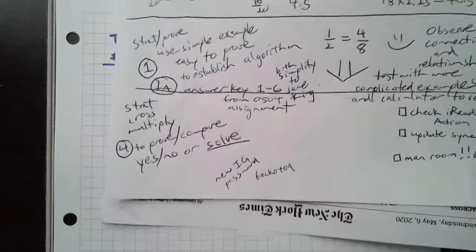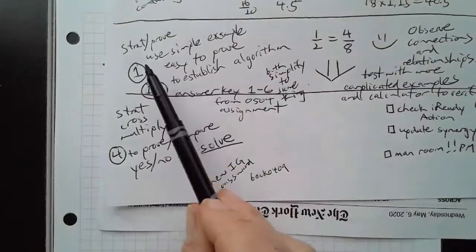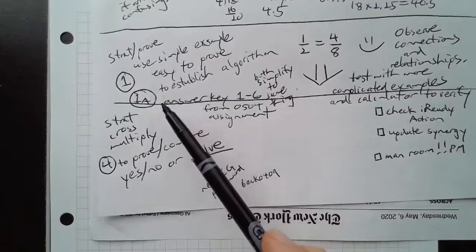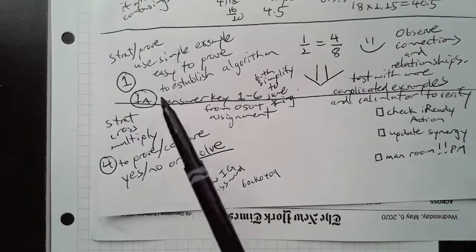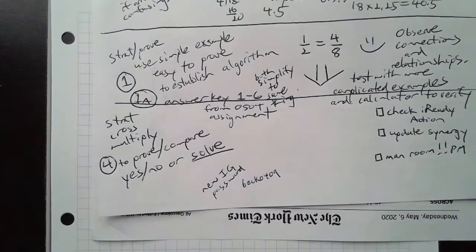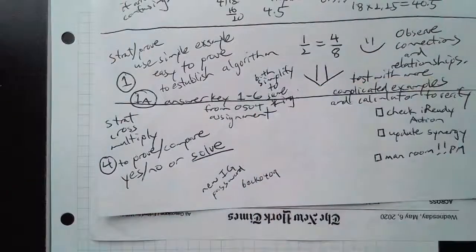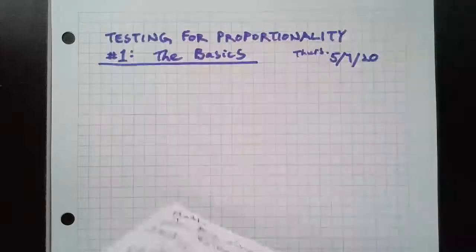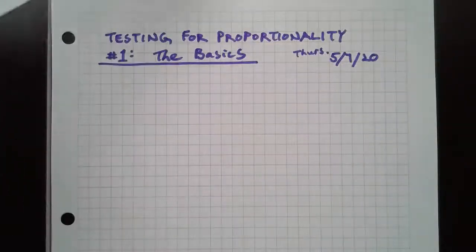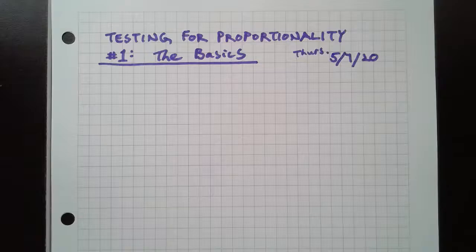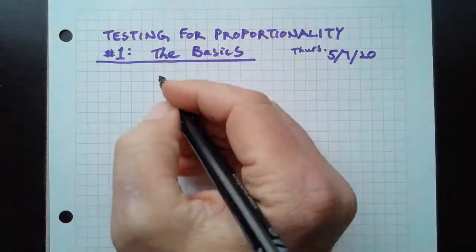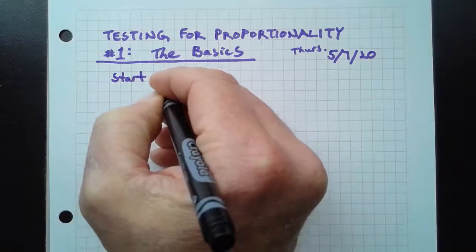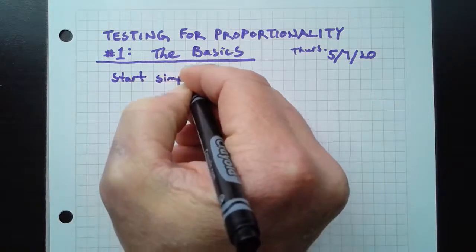So I decided to use this strategy, which is to use a simple example that's easy to prove that we can all agree upon. And we're going to do that to establish an algorithm, which is a set way of doing things that's going to work with more complicated examples, and then we can trust it and use it all the time as a potential strategy. So here we go. Let's start with something simple that we can all agree on.